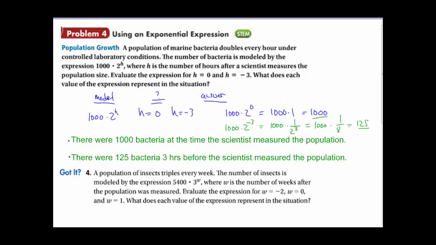All right, so take this concept on the population growth and go to the got it. Do number 4, hit pause, check back with me in a couple minutes. Go.